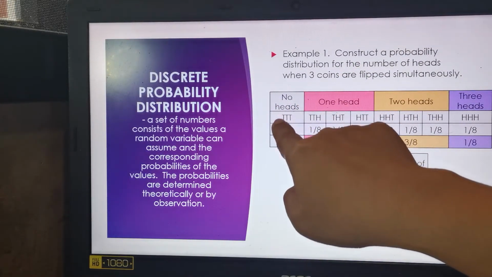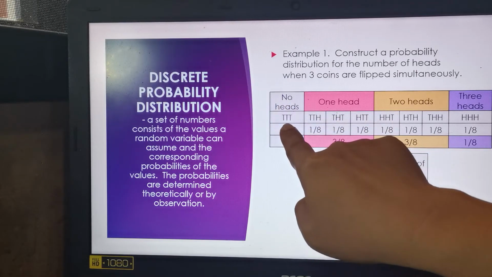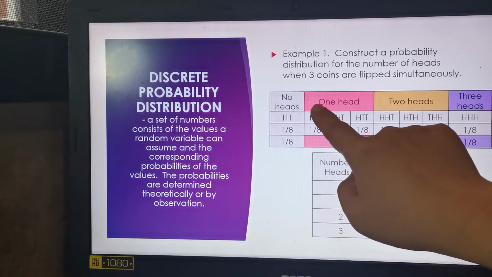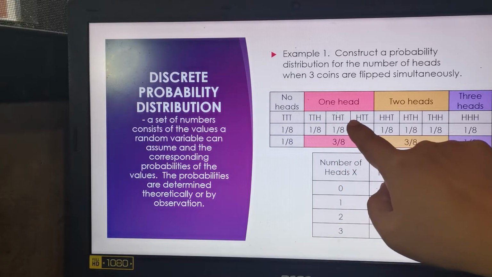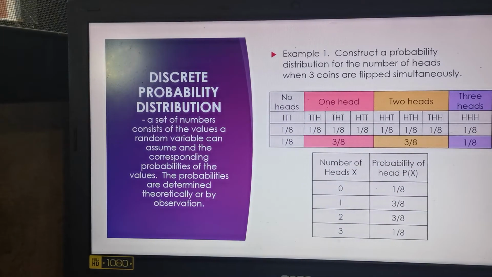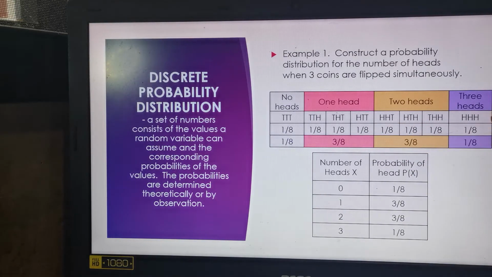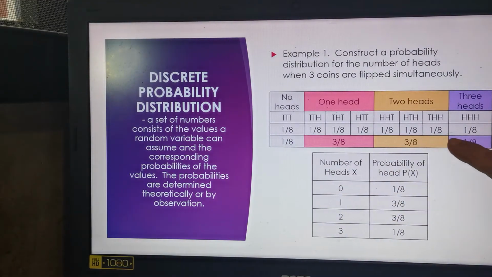So, among our outcomes, we have an outcome without a head, so no heads, all are tails. And then, we also have outcomes with 1 head: TTH, THT, and HTT. And then, we also have outcomes with 2 heads: HHT, HTH, THH. And HHH, all of these are heads, 3 heads.